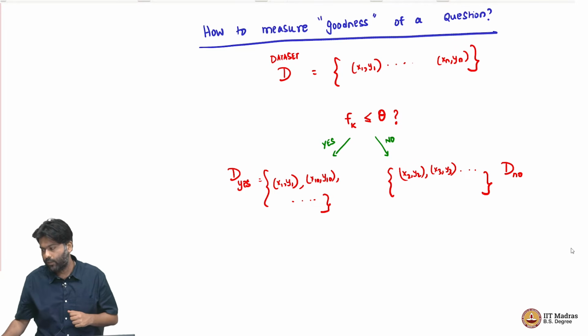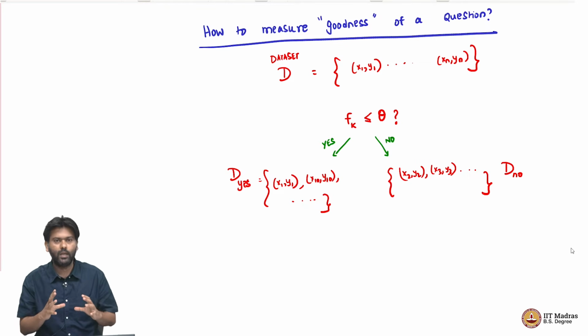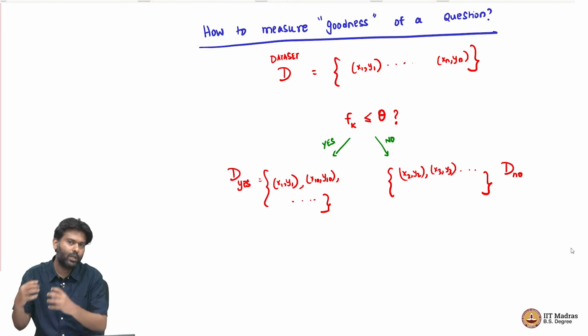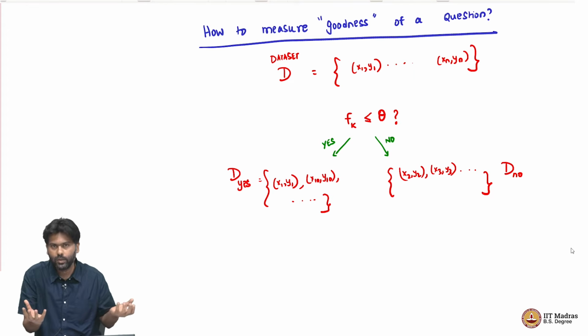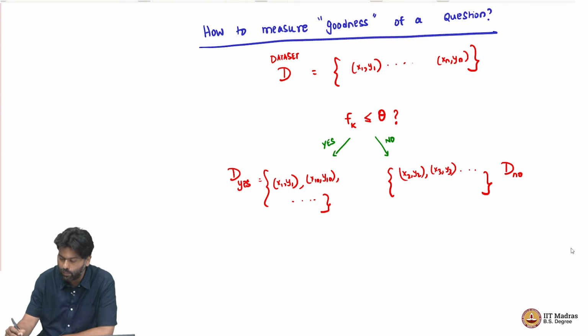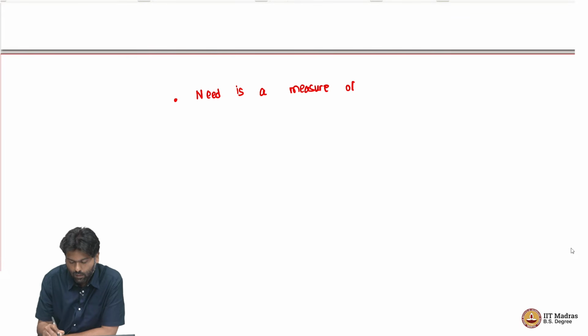So, which means we somehow have to measure how good a question is by somehow capturing a notion of impurity for a given set of labels, right. So, I divide it into two parts. Now, I need to see how impure each of these parts are, or how pure each of these parts are, right. So, I somehow have to measure this. So, what we need is a measure of impurity for a set of labels.